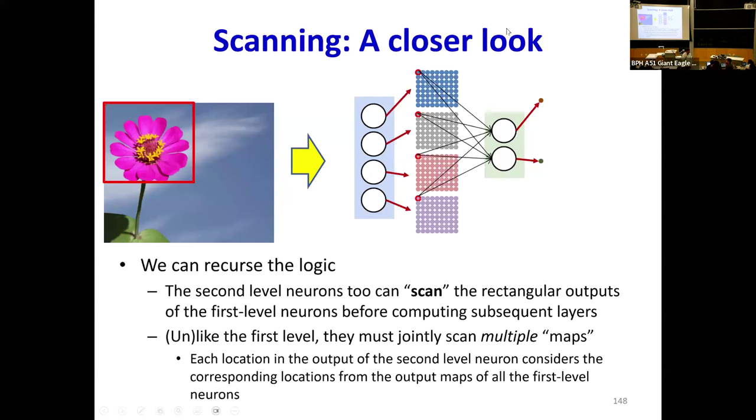I just think people might be confused between the weights of each neuron versus the weights of the subnetwork that we're using. So the neurons will each have different weights, but we're using the same group of neurons for each scan. Yeah.